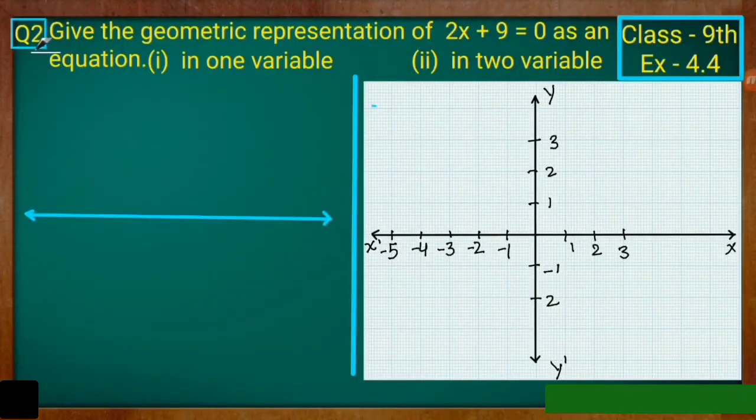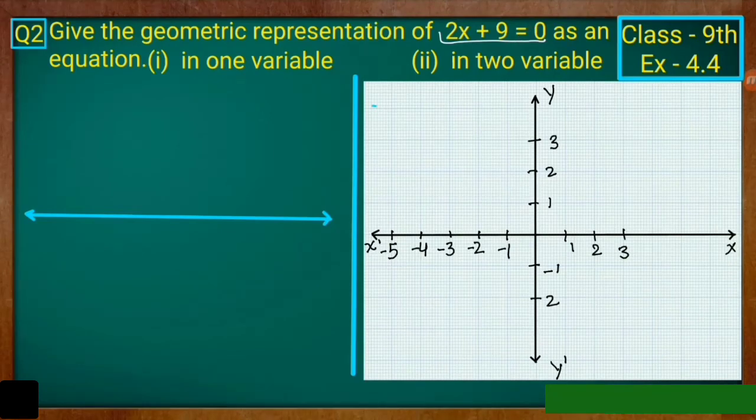Let's see the second. Give the geometrical representation of 2x plus 9 equal to 0 as an equation in one variable and two variables. This is the same as question 1. For the first part, we will just draw it on a simple straight number line, and for the two variables, we will use the graph sheet. So firstly, let's find the value of x. The equation is 2x plus 9 equal to 0. So firstly, let's solve the equation.